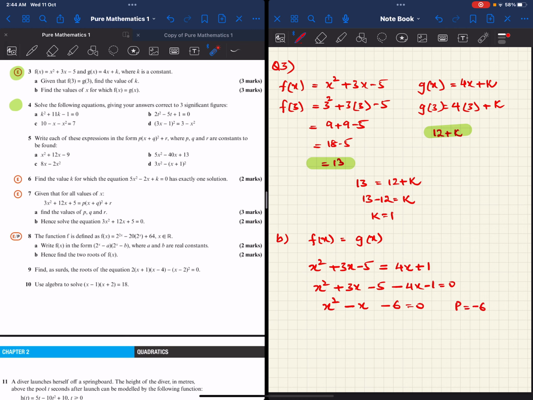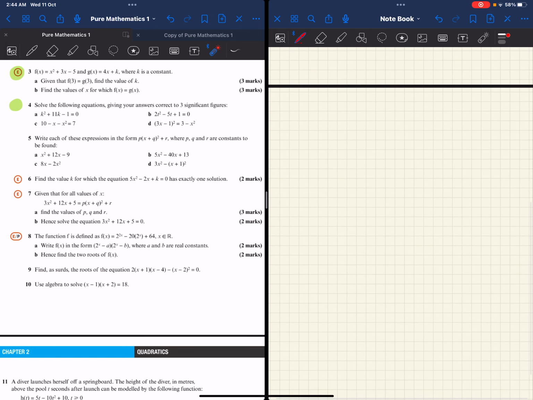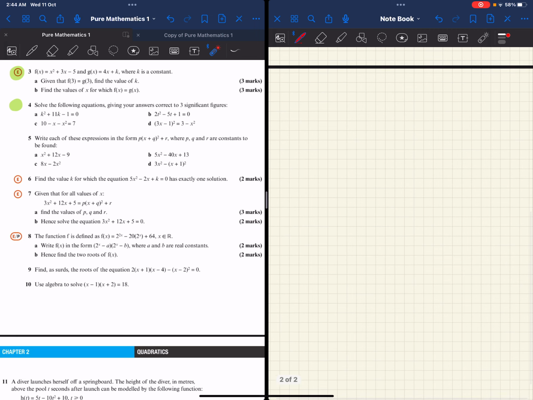Product is negative 6. Sum is negative 1. The numbers are minus 3 and positive 2. So we have x minus 3 into x plus 2 is equal to 0. Therefore, x is equal to 3 or x is equal to negative 2. That answers question number 3B. Moving on to question number 4A.